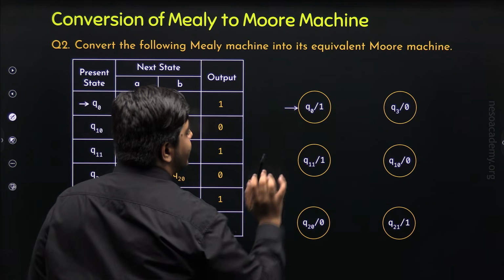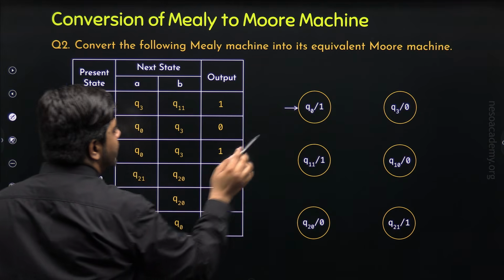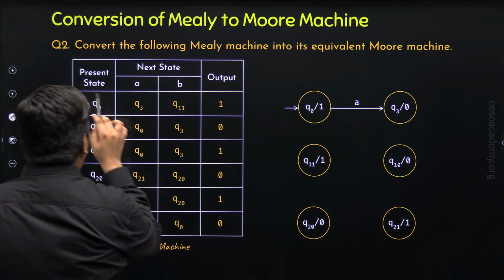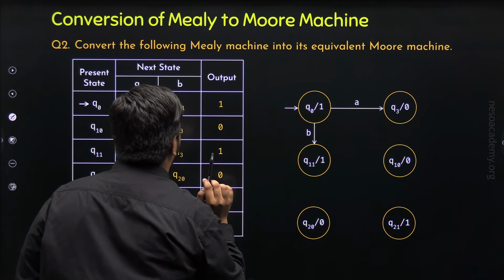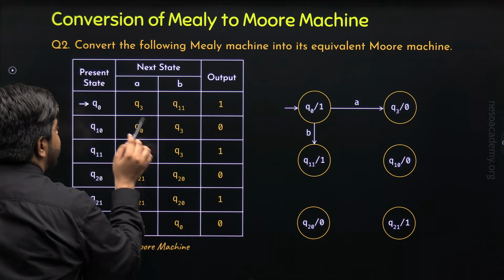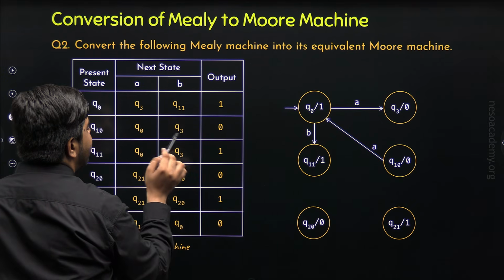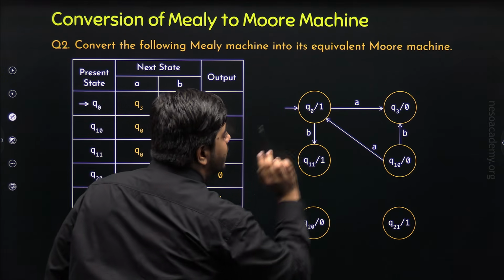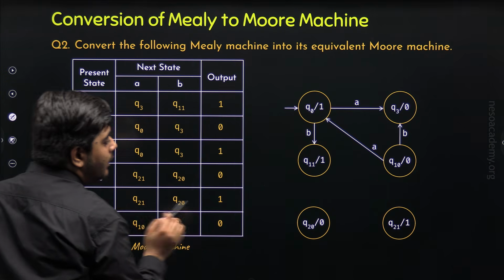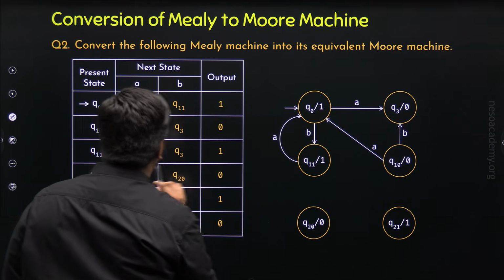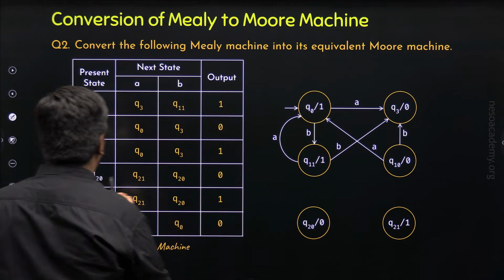Now we have to create all the transitions. Q0 on A is giving us Q3 and Q0 on B is giving us Q11. Now Q10 on A is giving us Q0 and Q10 on B is giving us Q3. Now let's talk about Q11. Q11 on A gives Q0 and Q11 on B gives Q3.